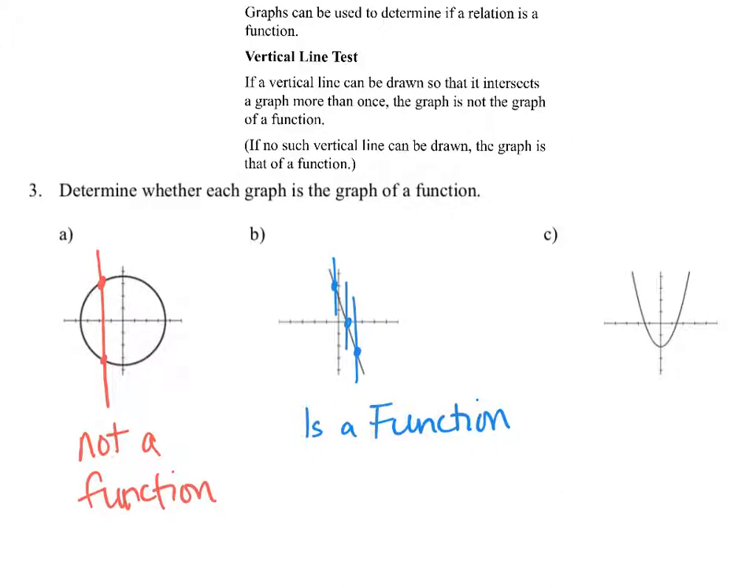And for the last example here, it's the graph of a parabola that opens up. We can use the vertical line test to determine if the graph is a function. Notice that every vertical line that we draw will only cross at most one point. So that means this graph is also a function.